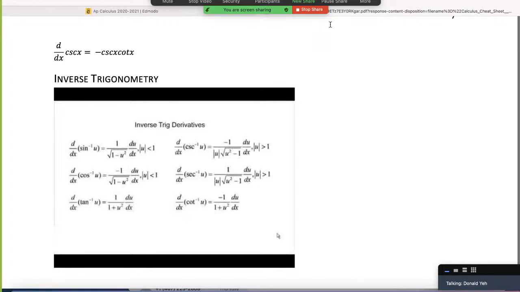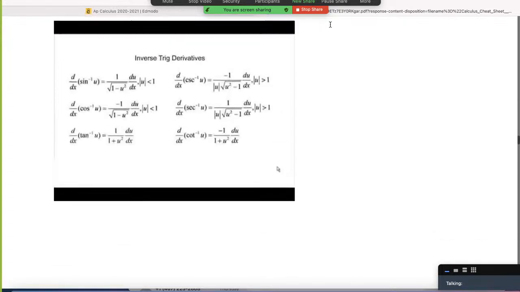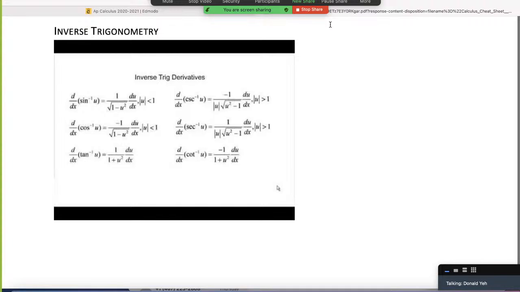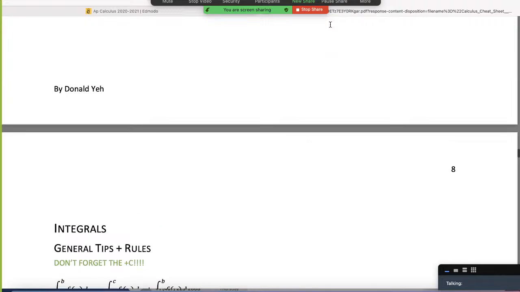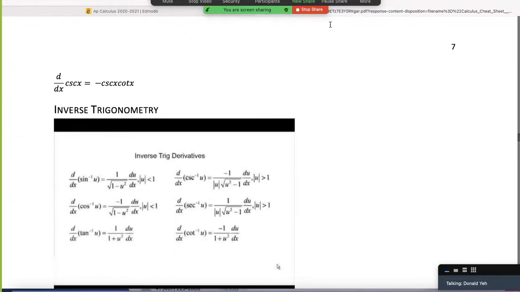I like that. So we said the only ones we need to memorize are arcsine and arctan. What about cosine? Cosine is just the negative of that.